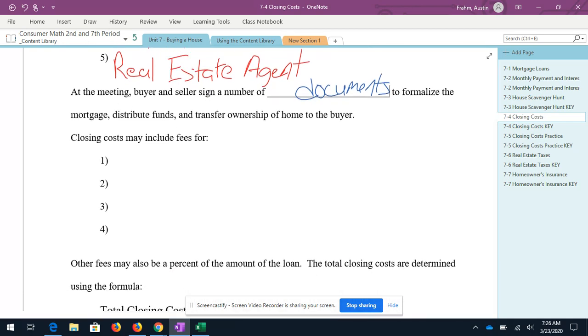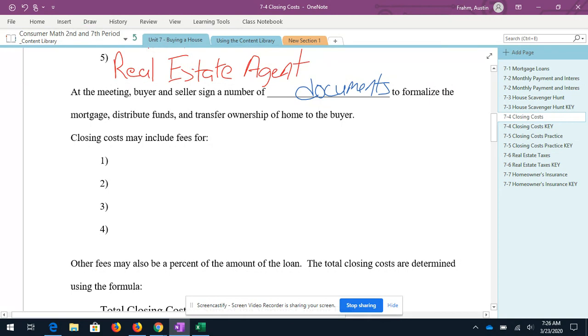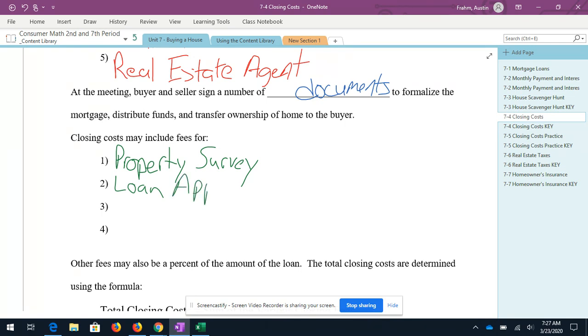There are a few things that closing costs may include. They may include fees for a property survey. That's where someone goes in and makes sure that the property is okay, it's livable, it's up to code, lots of different things. There could be a loan application. So if someone needs a loan to buy the house, to even apply for a loan, there might be a fee for that.